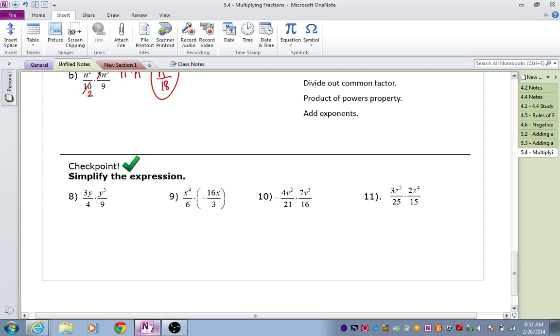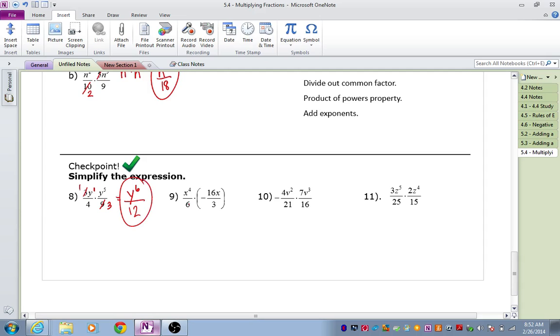Okay, number 8. We can divide out a 3. 3 goes into 3 once. 3 goes into 9 3 times. Now in this one, be careful. Some of us are forgetting this. When we have a y by itself, we need to write in that little invisible 1 as an exponent. Okay, so y to the first times y to the fifth would be y to the 6th. And then 4 times 3 is 12.